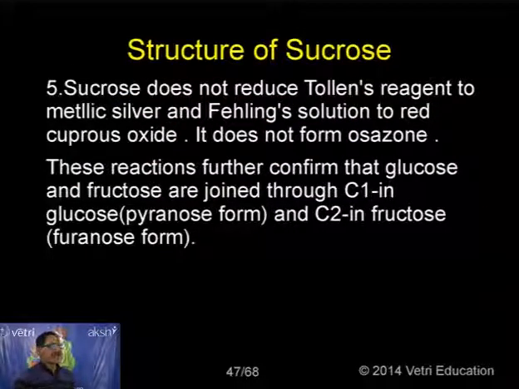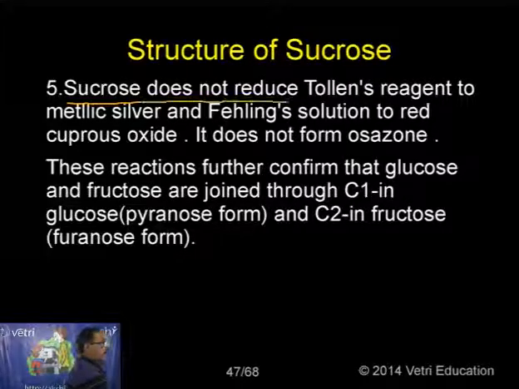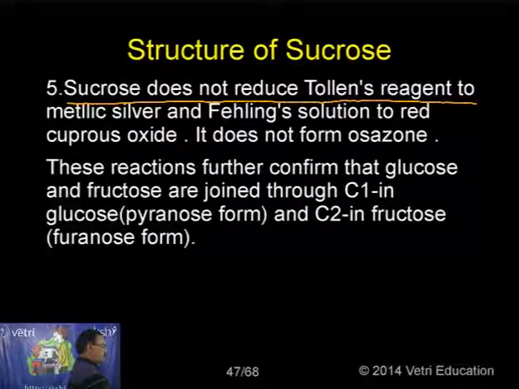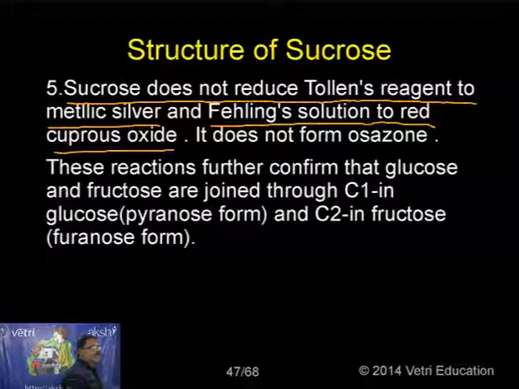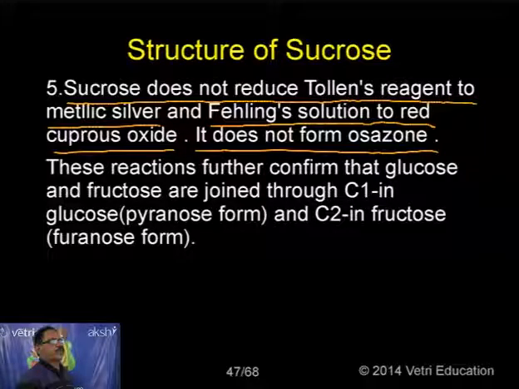Now step 5. Sucrose does not reduce Tollens' reagent to metallic silver, nor Fehling's solution to red cuprous oxide. It's a non-reducing sugar. It does not form osazone. Osazone is the compound formed from glucose and fructose if you treat them with phenylhydrazine hydrochloride, it will produce an osazone. But sucrose does not form osazone.